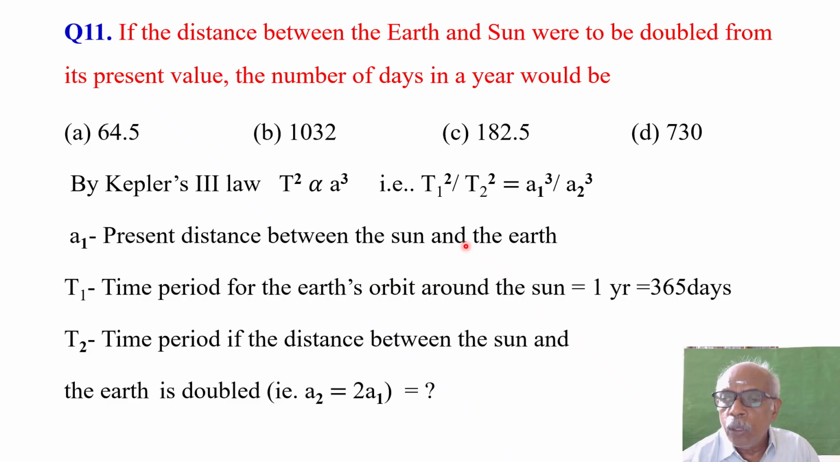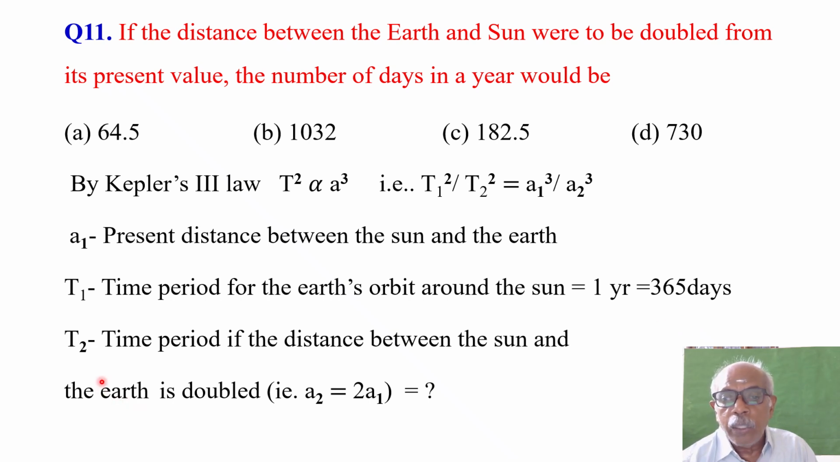So we can write an equation: T1 squared by T2 squared is equal to A1 cubed by A2 cubed. This is according to Kepler's third law. A1 is the present distance between the Sun and the Earth. It has not been given, and of course we need not know it. T1 is the time period for the Earth's orbit around the Sun. That is 1 year, which means 365 days.